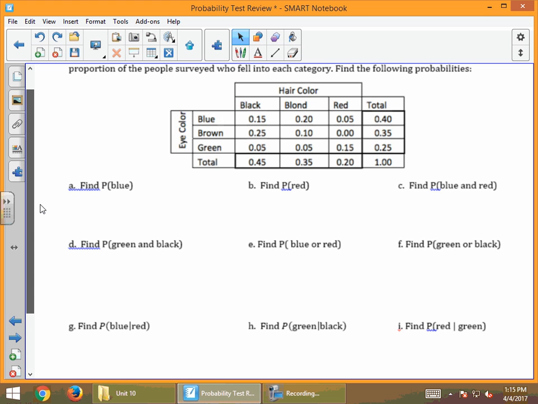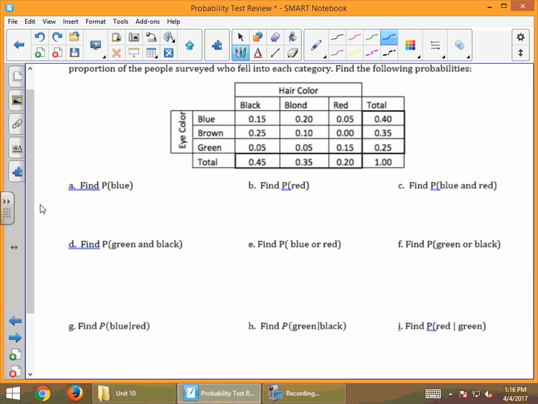Answer the following. But if you notice in the table, all the numbers are in decimal form, right? They're all decimals. So that means they went through and found the probabilities for us and just recorded them in the table based off the results. So when we have to find the probability of blue, you just go to blue, go to total. What's the probability of just having blue eyes? 0.40. Right? And when you find the probability of having red hair, you go to red, you go to total. What's the probability of red hair?